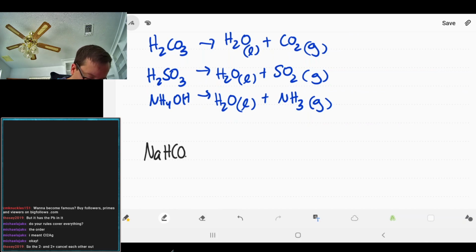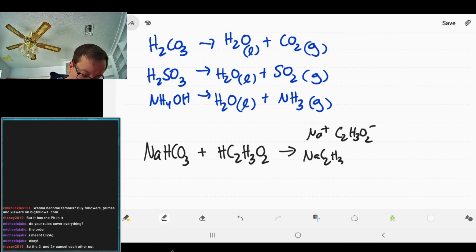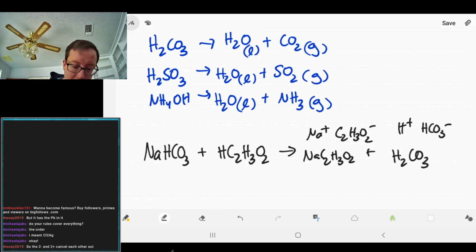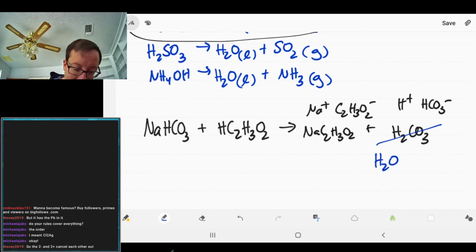Sodium bicarbonate plus acetic acid. If you do your switcheroo on these, you get sodium acetate. If we take H plus and HCO3 minus, put those together, there's our carbonic acid. Anytime we see this, it's rapidly going to break down into water and CO2. So in fact, we do not write it as H2CO3. We write it as water and CO2. Because that's what the evidence showed us.